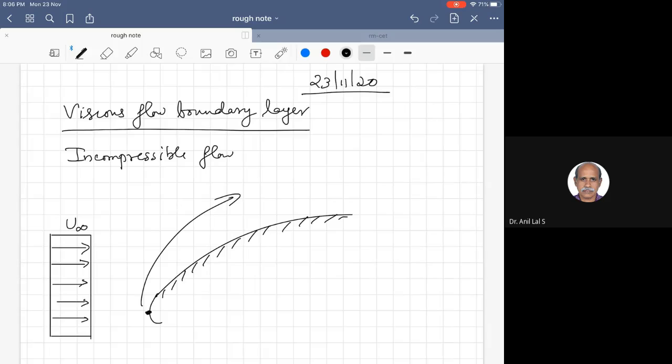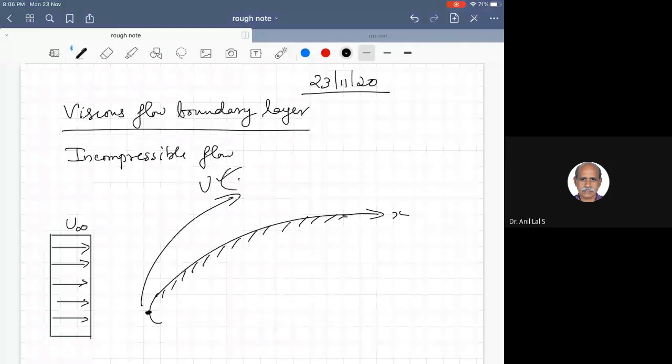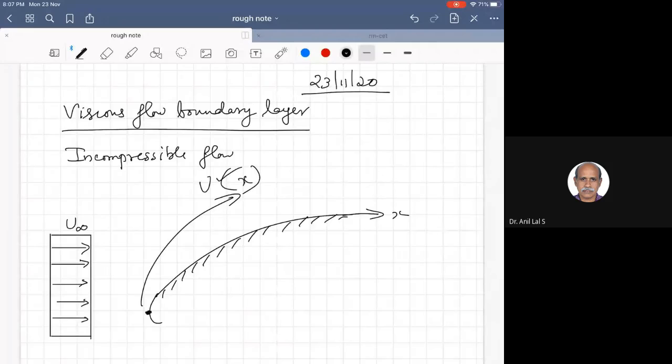corresponding to the potential flow, let the potential velocity be denoted as u. That is the tangential velocity over the body surface, and if you see the length along the body surface as x, the u is a function of x. Now, actually, it is not the potential flow we are considering. We are considering viscous flow.